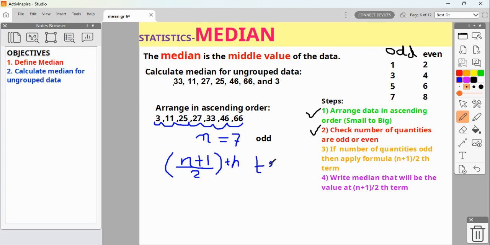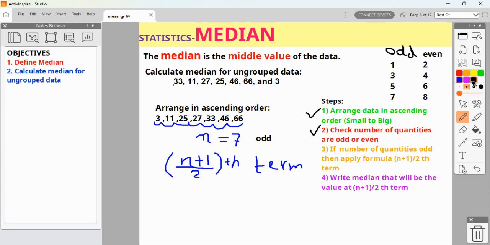We know very well we have 7 quantities given. So this 3 is the first term, 11 is second term, 25 is third term, 27 is fourth term, 33 is fifth term, 46 is sixth term, and 66 is seventh term because it is written at seventh place. So n plus 1 over 2th term, this you have to remember.